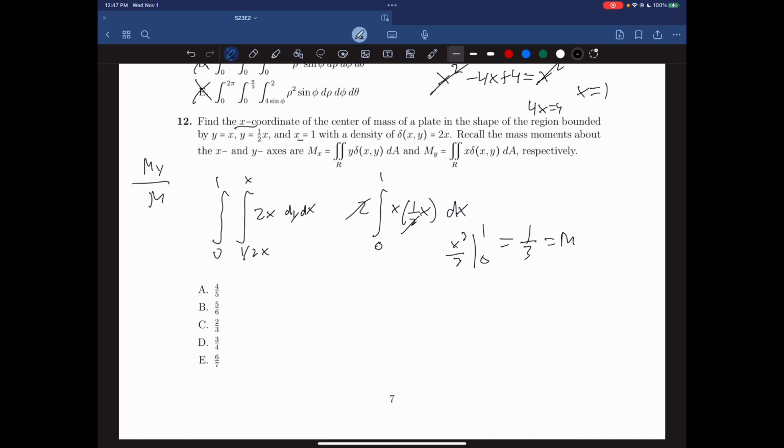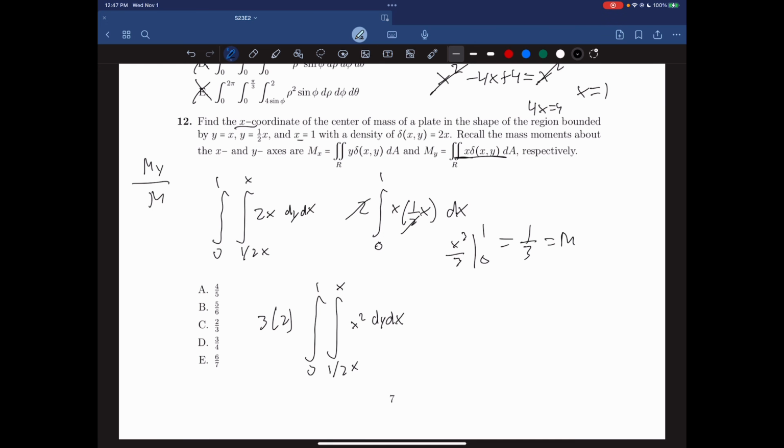So that just means we're going to multiply the My by 3. So I guess I can just write that out right now. My is x times sigma. So again, we're going to have the 2 here because we're still integrating the same sigma. And same bounds, so integral, that is a nice integral sign. So 1/2 x to x, 0 to 1, but this time it's going to be x squared dy dx.